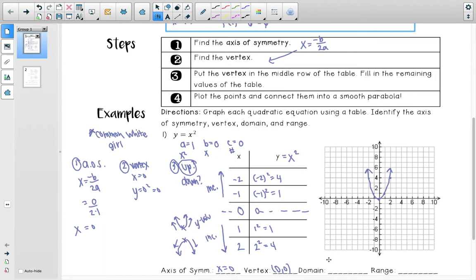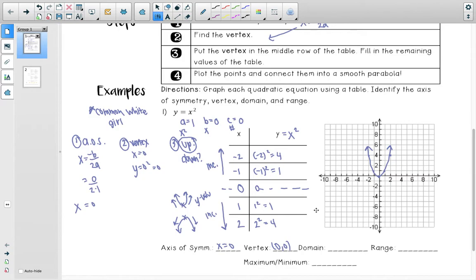Okay, and then we're going to throw it back, and I guess I shouldn't say throw it back because that's a thing on TikTok, and it's about a dance move. So we're going to do a throwback of domain and range.